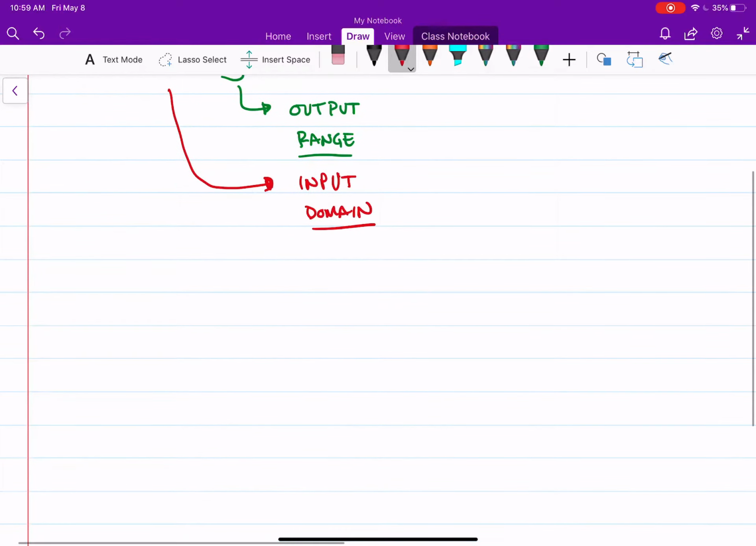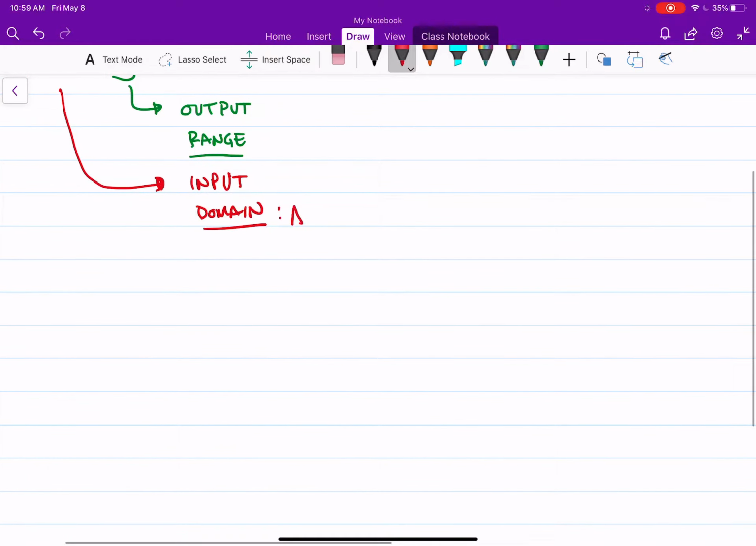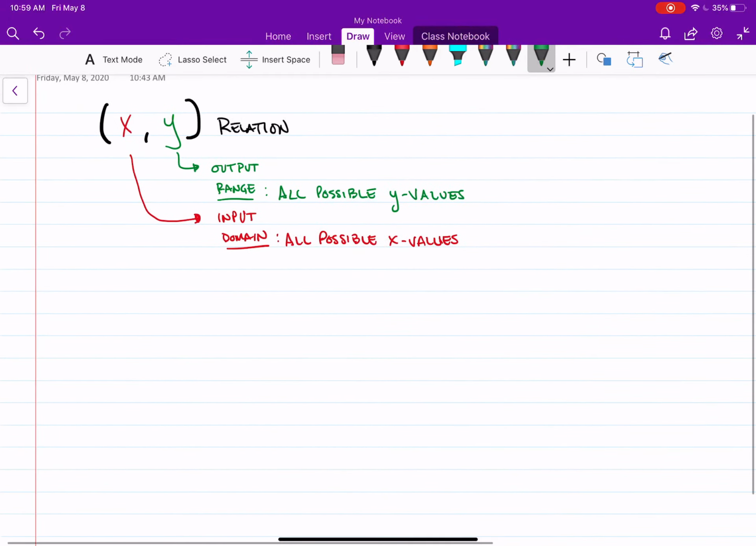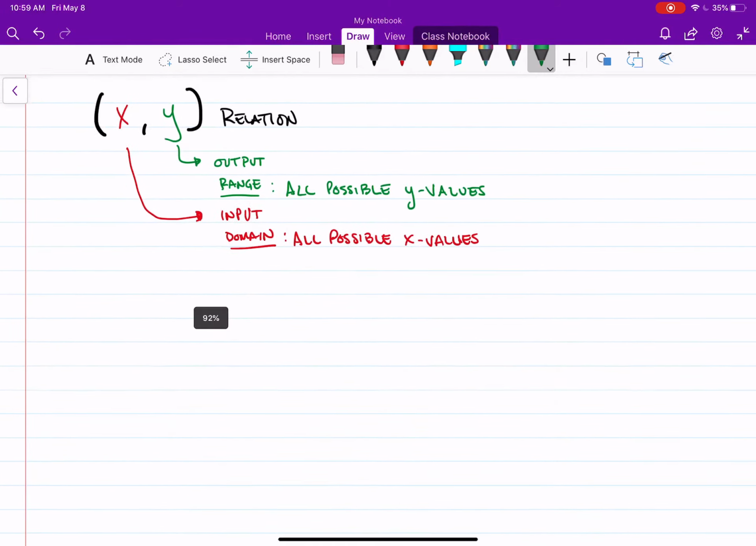So it really just means all possible x values. And the range is really all possible y values. Okay. So that's what I want you guys to understand.